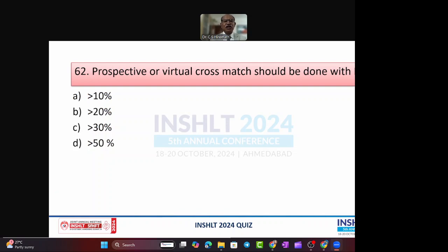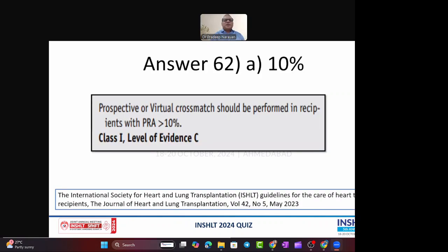Prospective or virtual cross-match should be done with PRA above what level? So I was expecting it to be one of the toughest questions, but I think it is one of the easiest ones. I think we all know it's 10%. It's a class 1, level of evidence C. 10% is the answer.